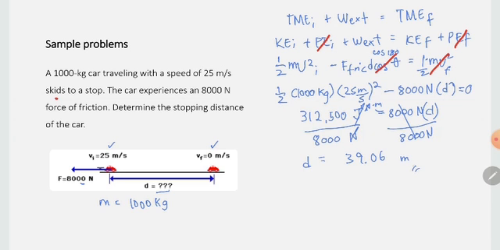Diba before, we would have used kinematic equation. But the work energy equation also does the same job.